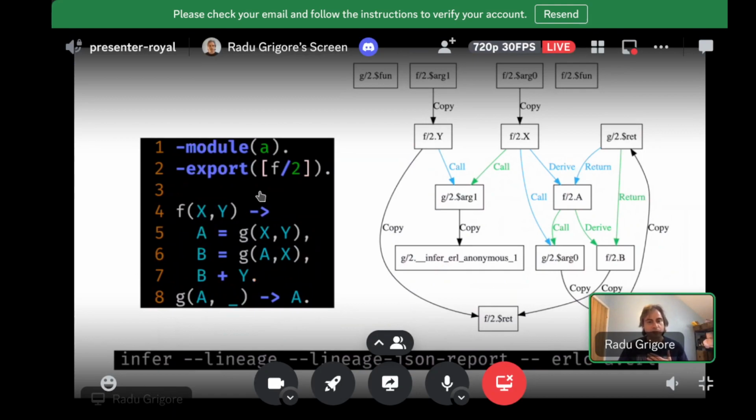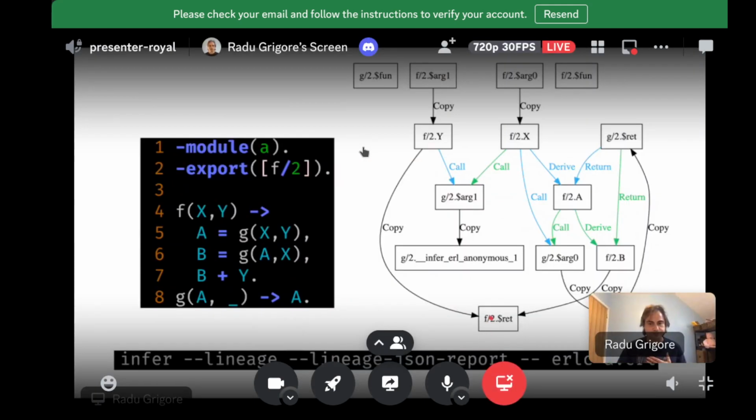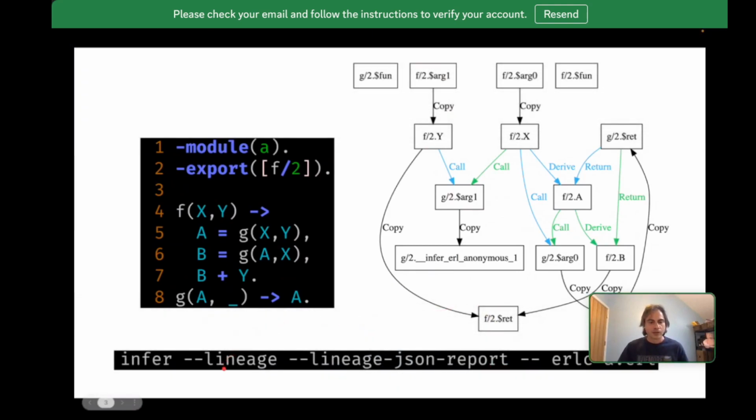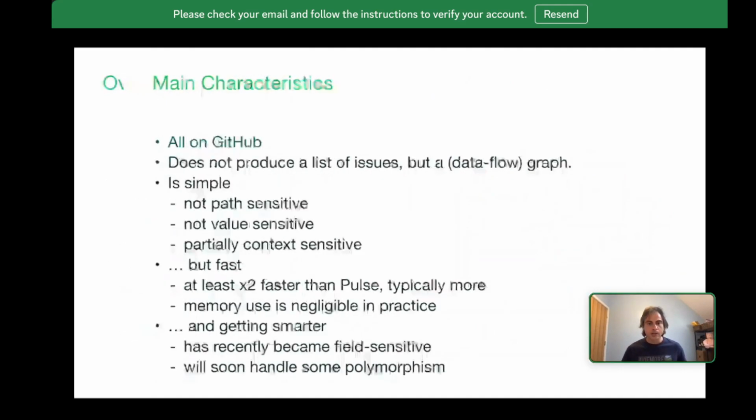If we look at the graph, because this function adds its two arguments and returns the result, we should see that there is a flow from both argument 0 and argument 1 to the return of function f. The output is produced using this command line. We're going to look at this graph in a bit more detail later on. Before that, I just want to tell you what the high-level characteristics of this analysis are.